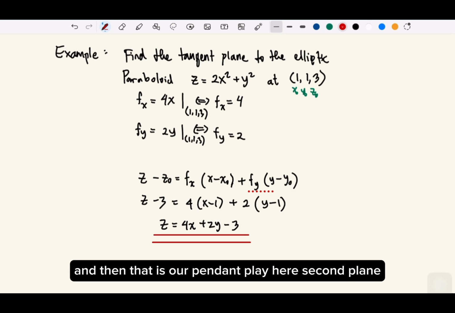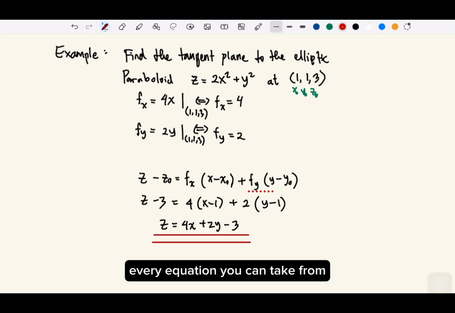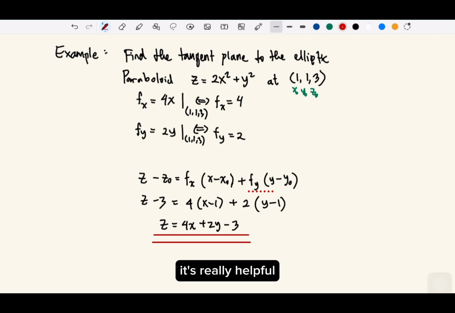And then that is our tangent plane here. And that's our tangent plane, because it's on 1, 1. So this is 1, 1, and then 3 will be here. So this will be the point. So this is 3, and then this 1, 1 is around here. If you want to play around, try GeoGebra, try the 3D visualization, and you can just put every equation you can pick up. It's really helpful.